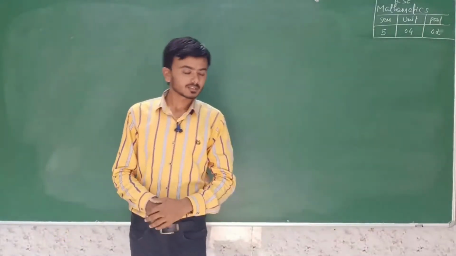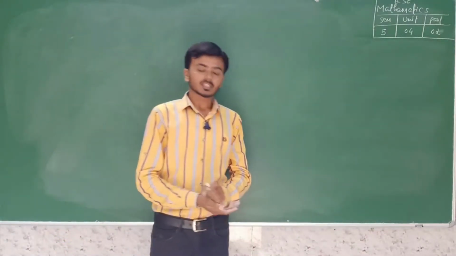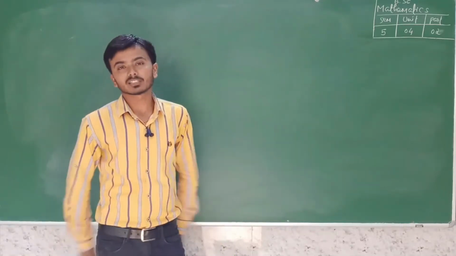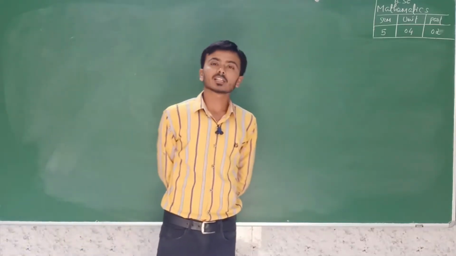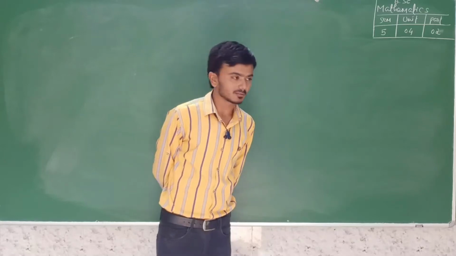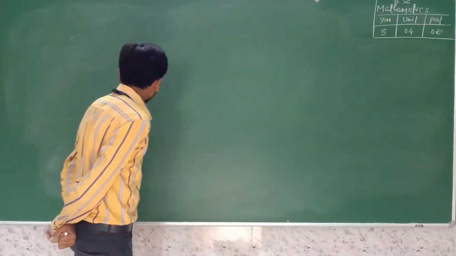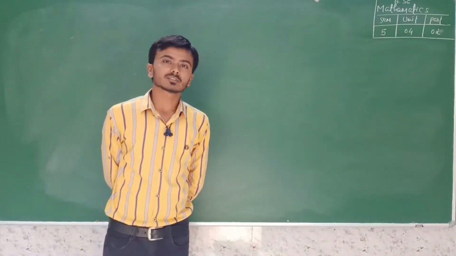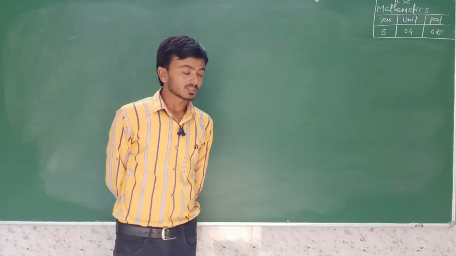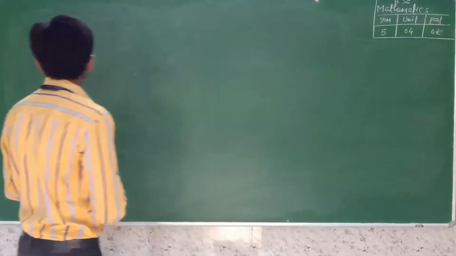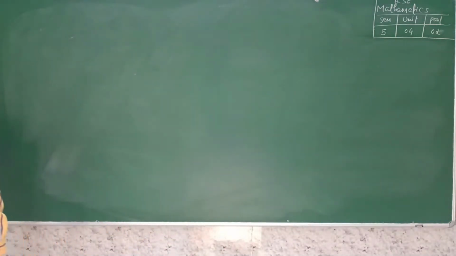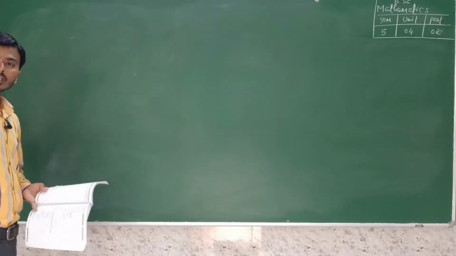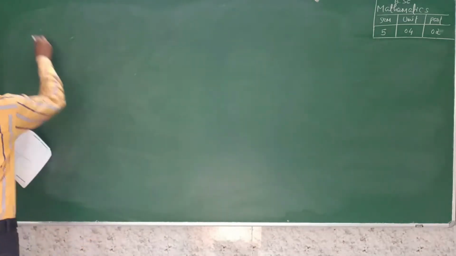Good morning, friends. In the previous lecture, the first lecture, we discussed the Gauss elimination method. In the Gauss elimination method, we make an upper triangular matrix from the given system of equations. So let us see an example of how to solve for the unknown variables using the Gauss elimination method.